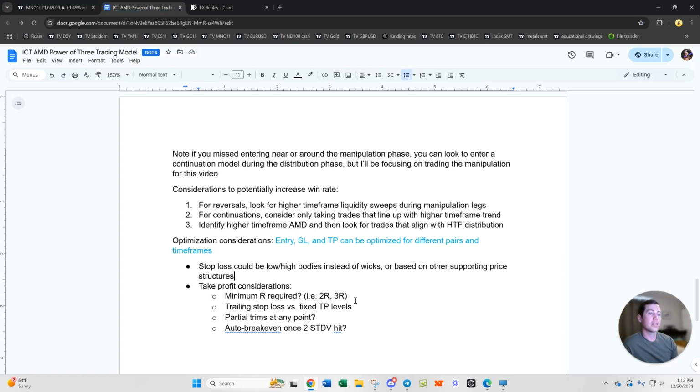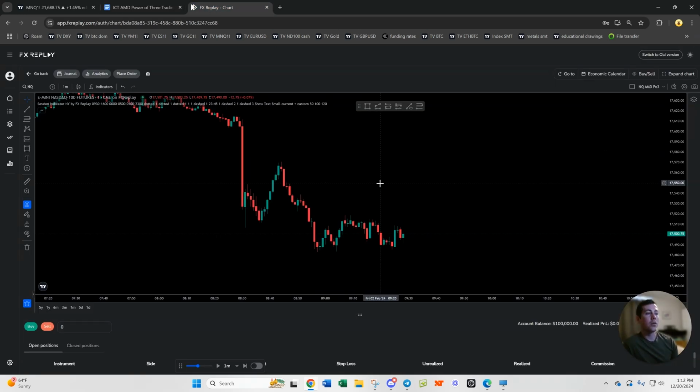Similarly with take profits, do we want to get at least 2R, or maybe at least 3R? Should we consider using a trailing stop loss instead of just a fixed take profit? Do we trim at any point, auto break even at any point? These are a lot of different things you can take into consideration to really optimize your strategy once you've got the base sample size. So let me know if there are any questions, but if not, we'll dive right in.